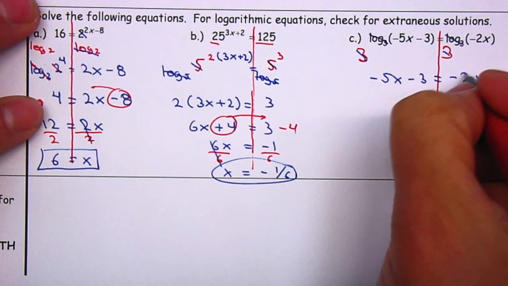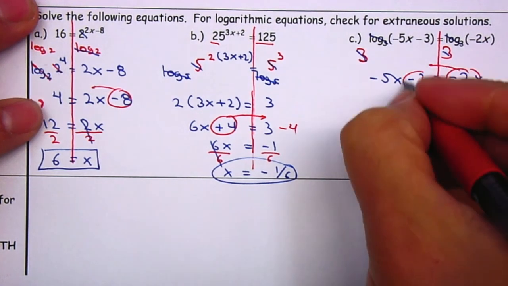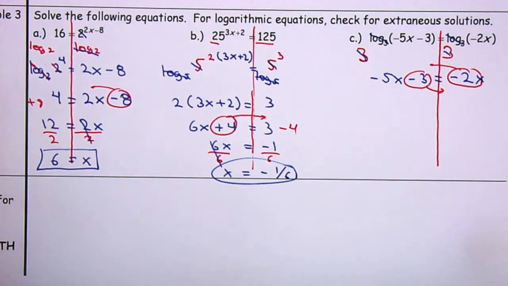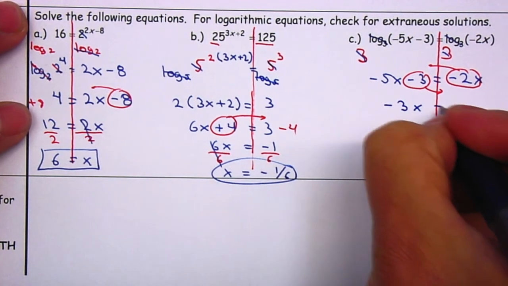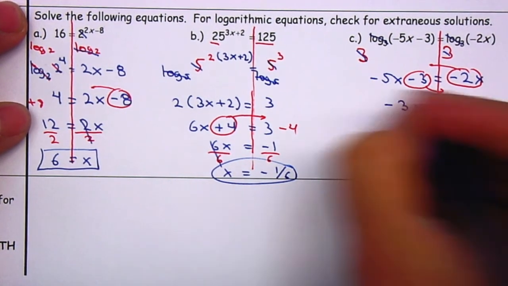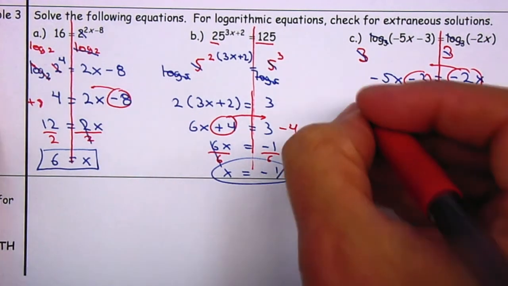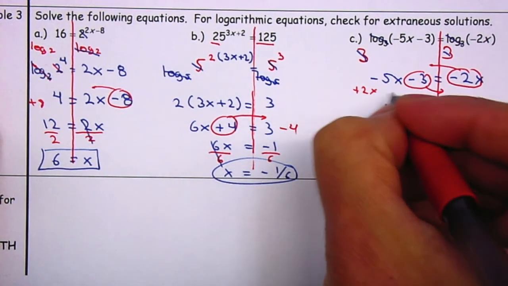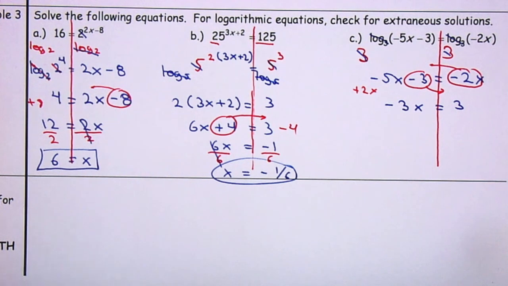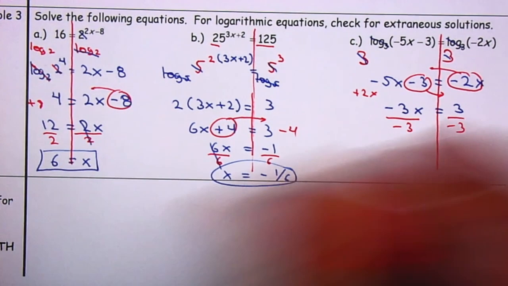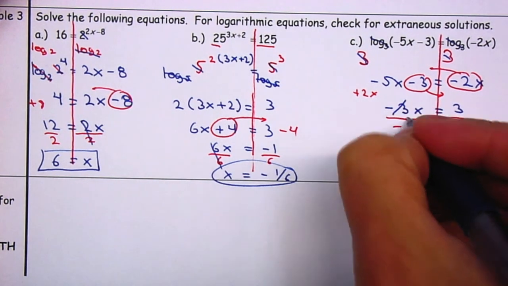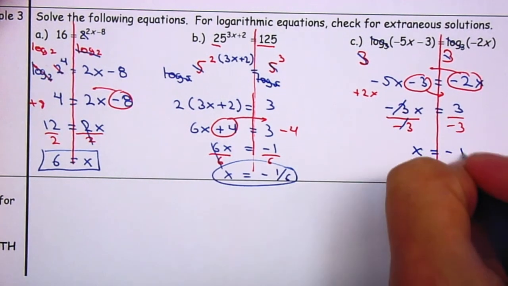I'm going to go ahead and move my 2x to the left, becomes a positive. This to the right becomes a positive. So this gives me negative 3x is equal to positive 3. Remember, this became a positive 2x, so it gives me negative 3x. Last, I'm going to divide by negative 3. That will cancel, so x is equal to negative 1.